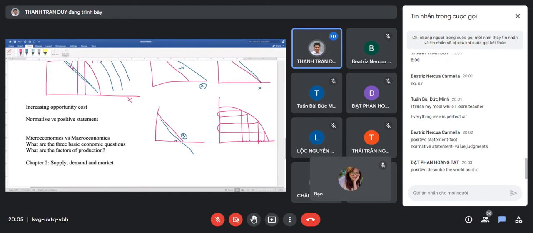Please say something that does not make people sleepy. Please say something. Micro and macro, what's the difference between them?